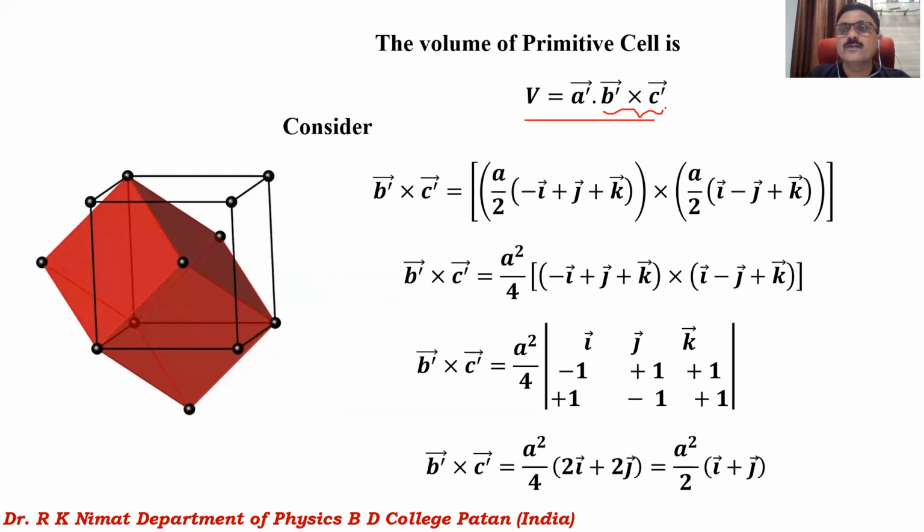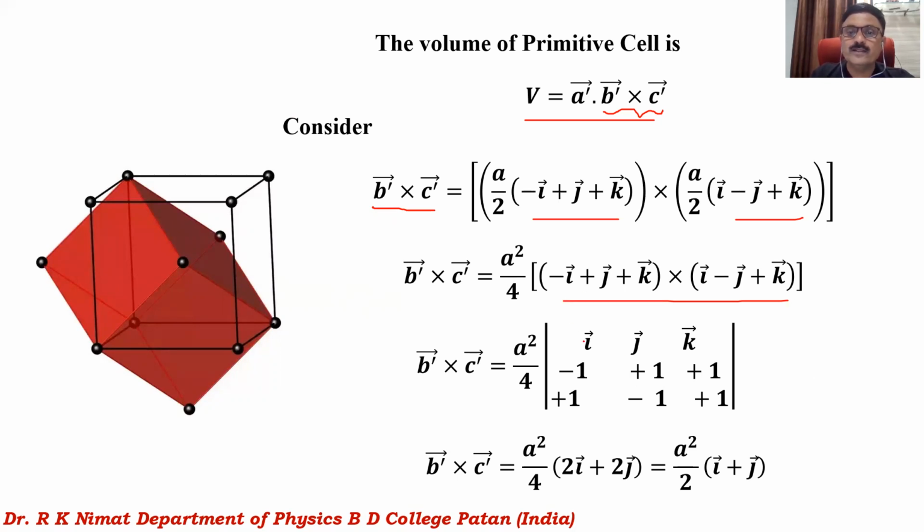So using those values, we can calculate this cross product of vector b dash and c dash, which will be vector b dash cross vector c dash is equal to, using the value of b dash, a by 2 into (minus unit vector i plus unit vector j plus unit vector k) cross the value of c dash, which is a by 2 into (unit vector i minus unit vector j plus unit vector k). Now a into a will be a square divided by 4, and in the bracket we'll have the cross product of these two vectors. Now this cross product of two vectors can be represented in terms of the determinant.